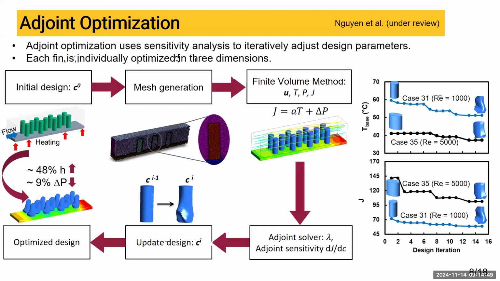And finally, the design parameters are updated based on the guidance from the adjoint sensitivity to minimize the thickness function J. And the process is repeated until the optimal solution converges.